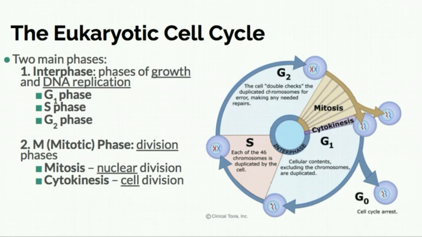So the main focus of today's lesson for the cell cycle is the eukaryotic cell cycle. Again, whenever you see cell cycle, this is the one you should think of, okay? There are two main phases: interphase, which is the phase of growth and DNA replication, and within interphase we have three phases, and the M phase, or mitotic phase, which is the division phase. So again, looking at this diagram, G1, S, and G2 are all labeled as interphase. If you look at this circle in here, the M phase is mitosis and cytokinesis, both of these two together.